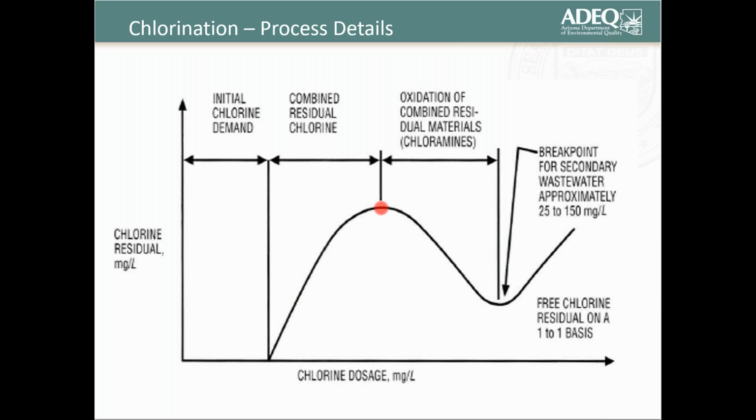And now that is starting to climb up. Then that reaches a peak, and we're continuing to add chlorine. Now those combined residual materials, the chloramines, are being oxidized and burned up. And so then they fall back down, and then we reach a point which is known as breakpoint chlorination. Then as our dosage goes higher, the free chlorine residual starts to climb on a 1-to-1 basis. As we increase our chlorine dosage by 1 milligram per liter, our free chlorine residual increases by 1 milligram per liter. So that is what we're after.